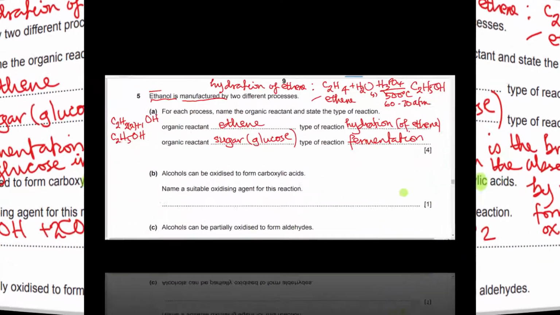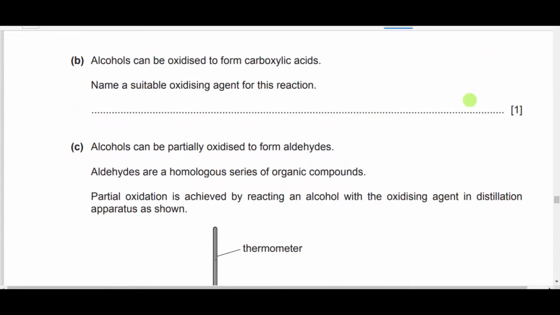So these are the 2 major processes or methods used in preparing ethanol industrially. The next question says, alcohols can be oxidized to form carboxylic acids. When we talk about oxidation here, we're talking about either addition of oxygen or the loss of electrons. But in organic chemistry, oxidation is more of addition of oxygen. So what they are saying is that ROH can undergo oxidation to give us RCOOH, where RCOOH is the general formula representation of carboxylic acid.